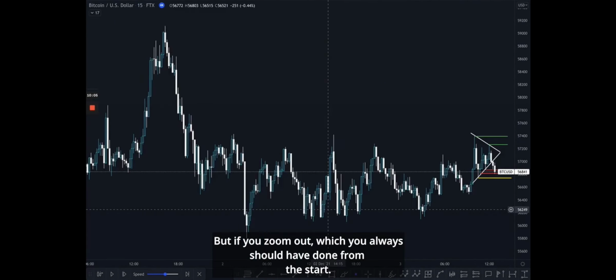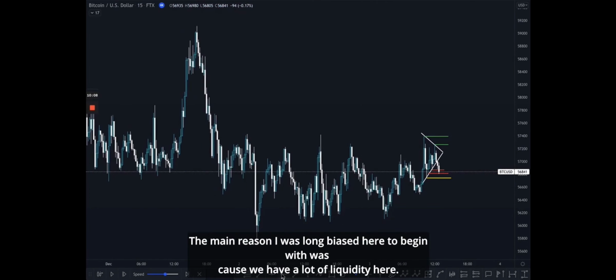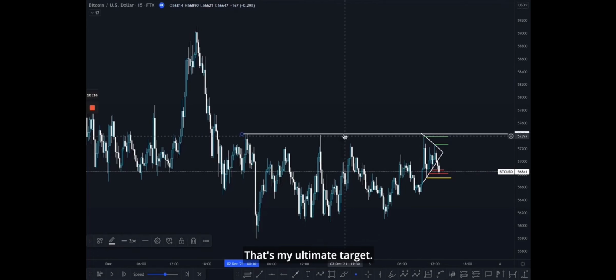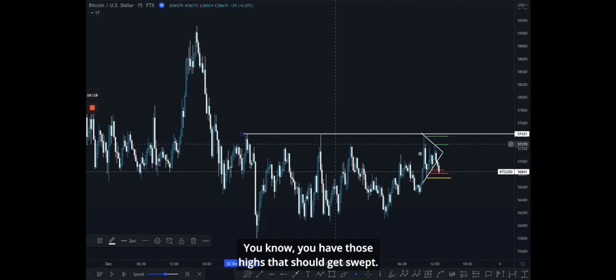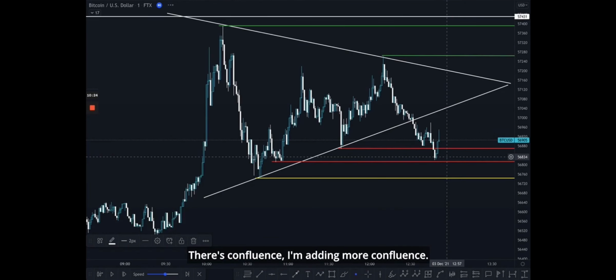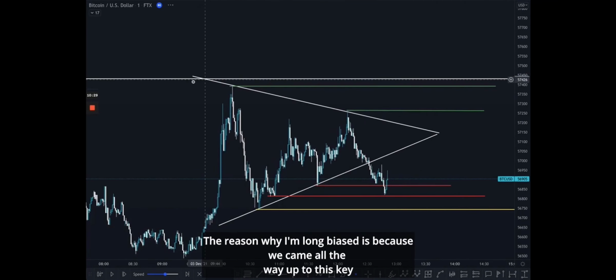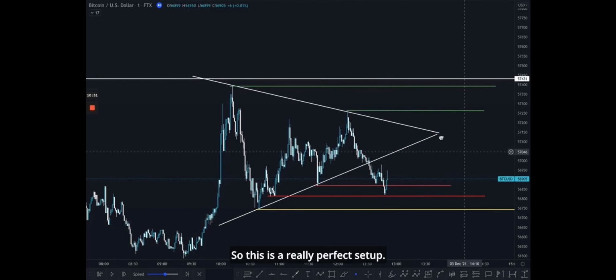But if you zoom out, which you always should have done from the start, the main reason I was long biased here to begin with was because we have a lot of liquidity here. You can see these equal highs, highs here, highs here. That's my ultimate target. They should get swept. There's confluence. The reason I'm long biased is because we came all the way up to this key level of liquidity and didn't tag it. So this is a really perfect setup.